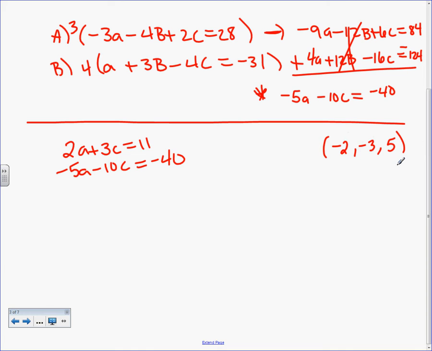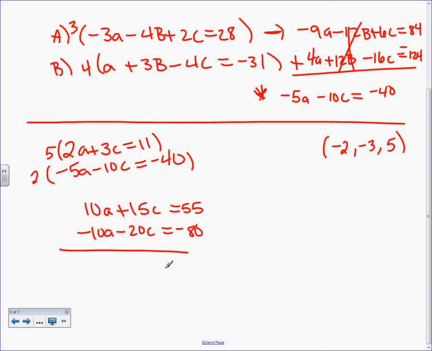That's what you should get when you're done, but let's take some time and do it, okay? So, Jake, what did you want to do? Did you want to eliminate the A's or the C's? The A's, that's what I would do. I would multiply this one by 5 and this one by 2. When you do that, you end up with 10A plus 15C equals 55, and negative 10A minus 20C equals negative 80. Are you good there? Okay, and we're going to add.